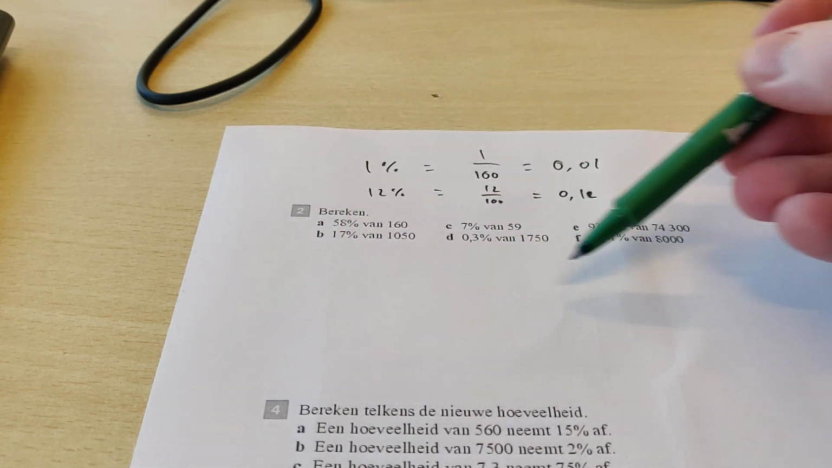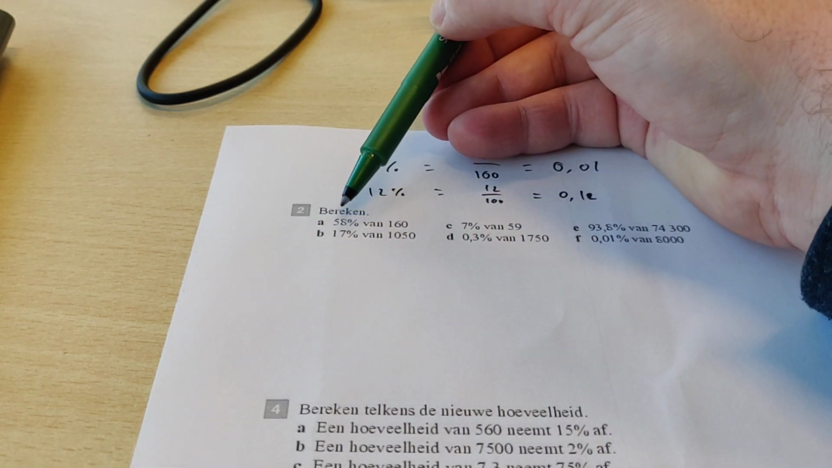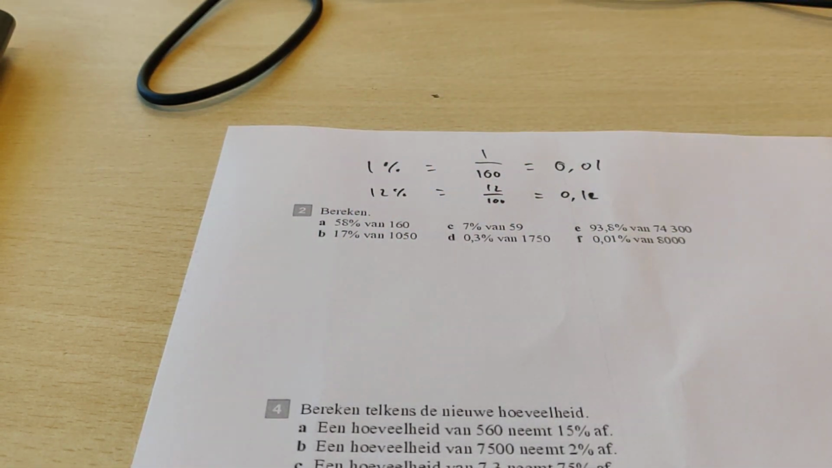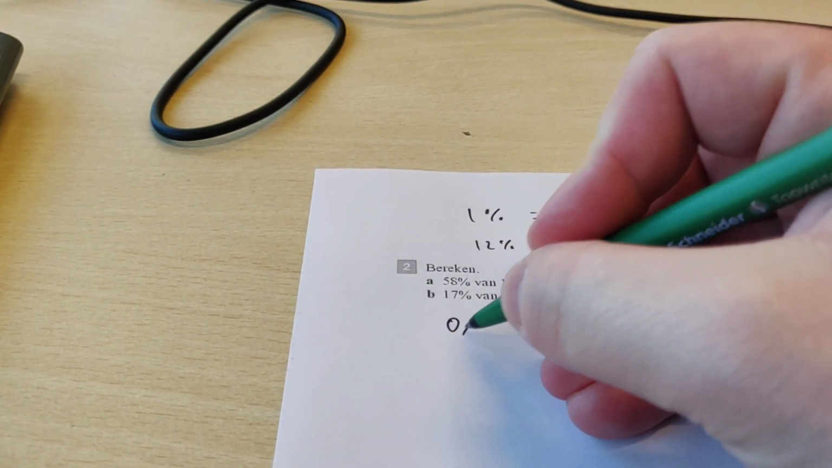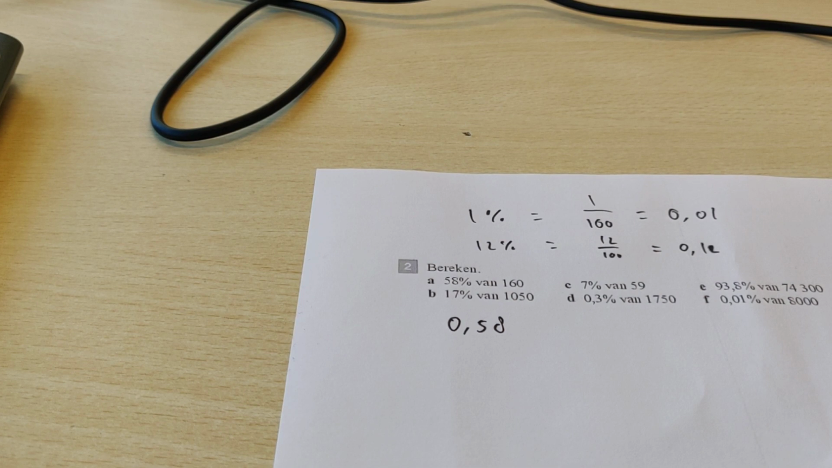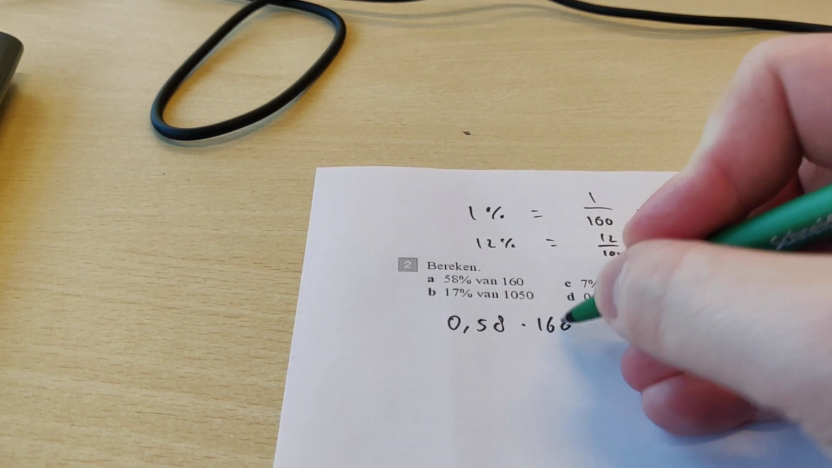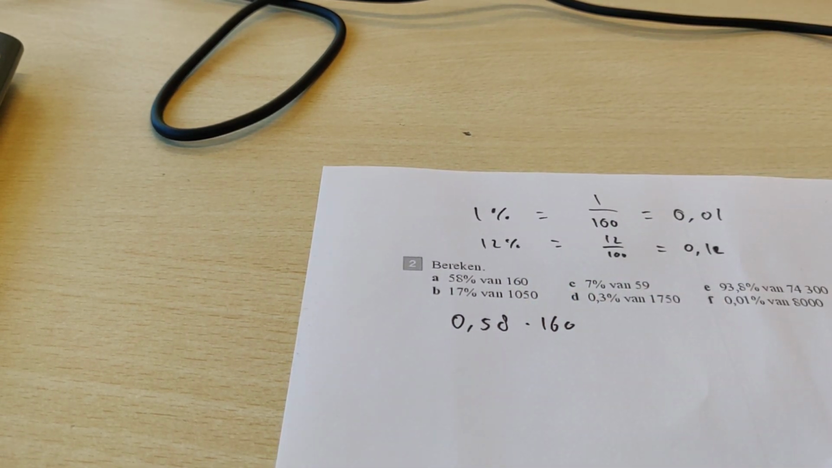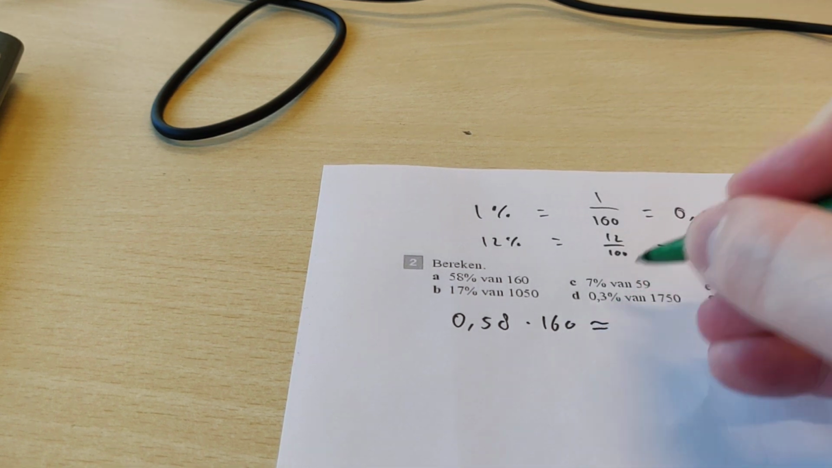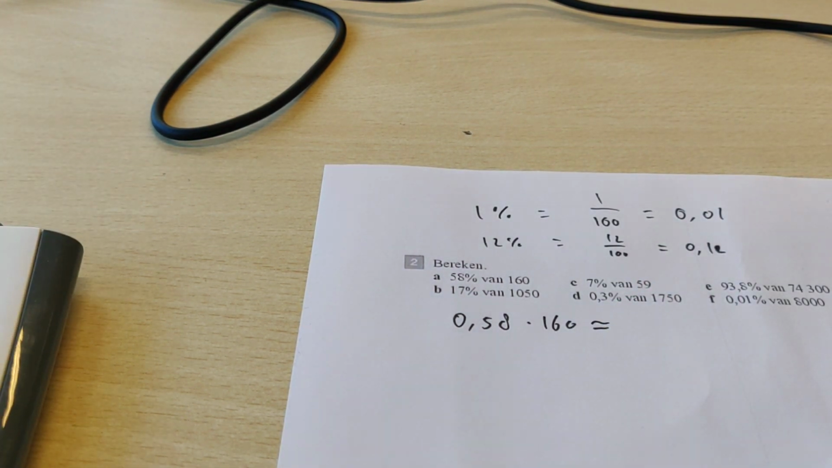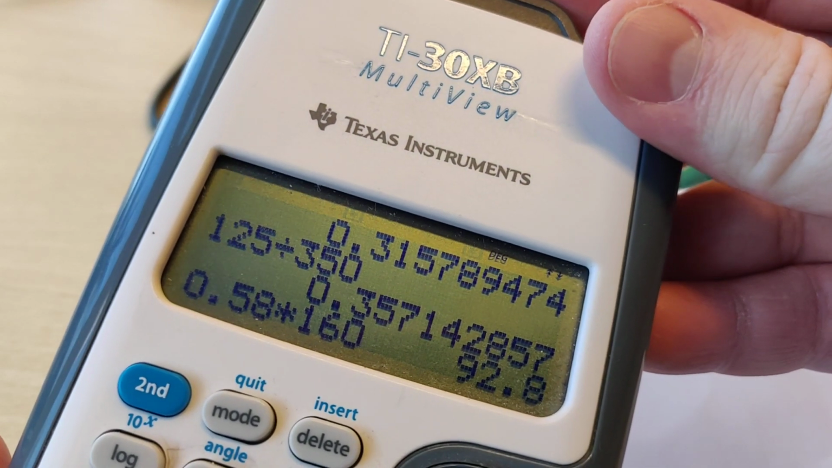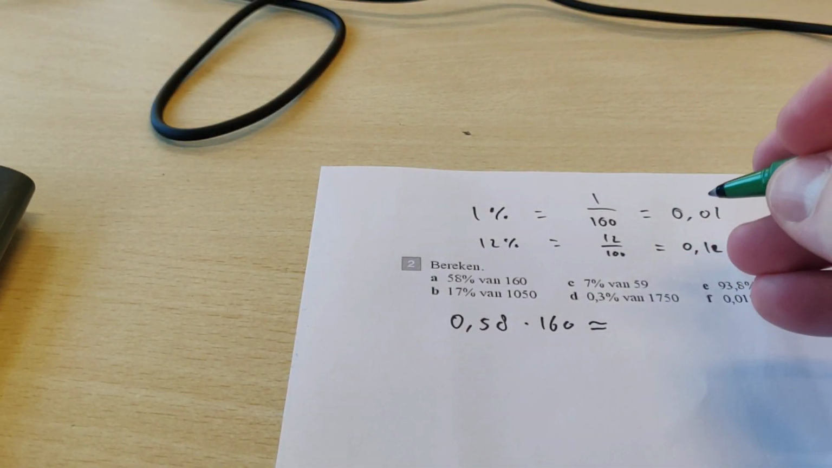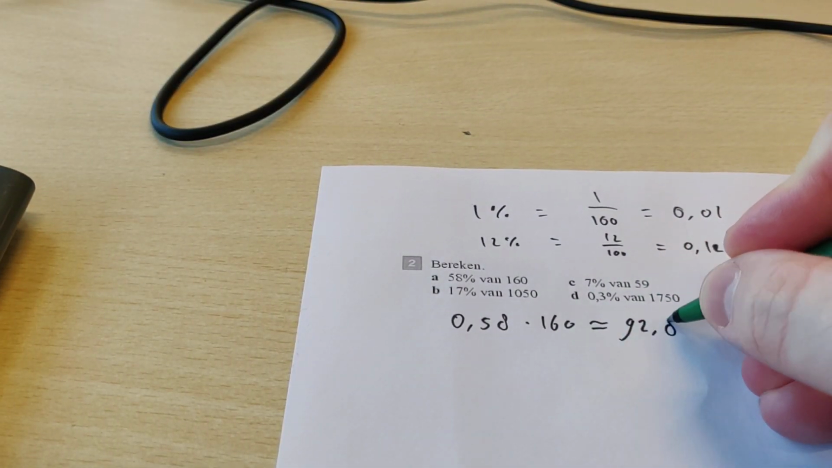And it's very handy for this exercise, because here we need to calculate 58% of 160. So what we need to do then is we need to write 58% as a decimal number, so 0.58, and then you multiply that with the given number. So if you do 0.58 times 160, then you get the answer. I type it in the calculator over here. And then we get 92.8. So that's what we have over there.